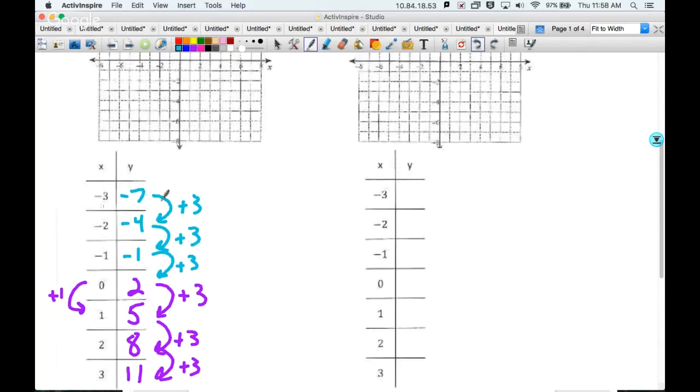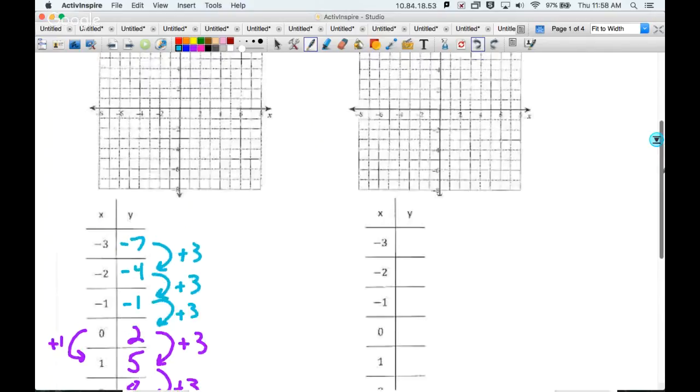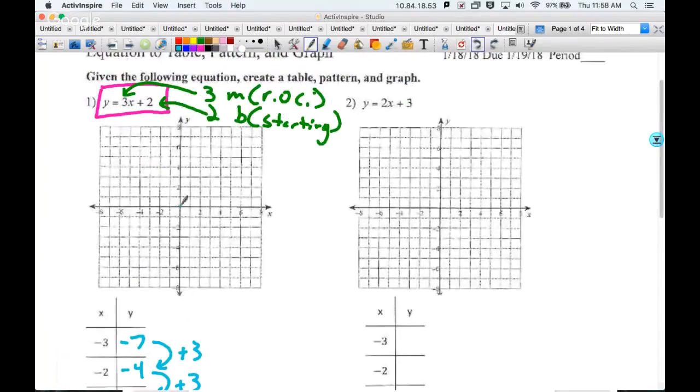Let's take this table and graph it. I'm going to treat each of these rows as an ordered pair. Start with that first one, -3, -7. I go to my origin. I go 3 units left because it's negative. I go 7 units down. I make a point. -2, -4. Point right there. The next one is, I think, -1, -1. 0, 2. 1, 5, and 2, 8, and I'm off the graph.